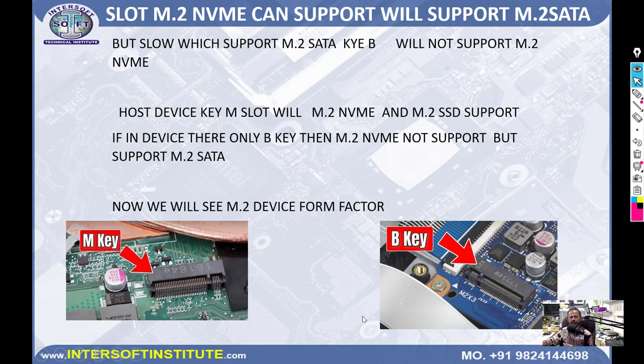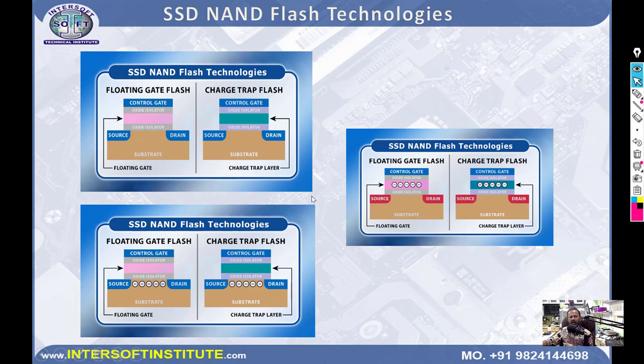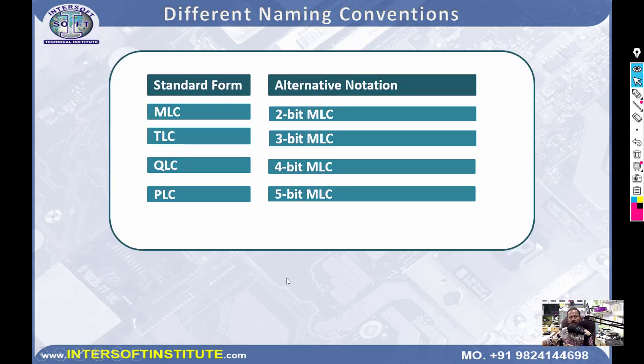Next. On the motherboard also you can identify whether it is a B key or M key, which key is there. So SSDs have 2-3 form factors: SATA, PCIe NVMe and mSATA. How does it store the data? It is controlled like a MOSFET, charge trap. These are the technologies for how data is stored in NVMe.